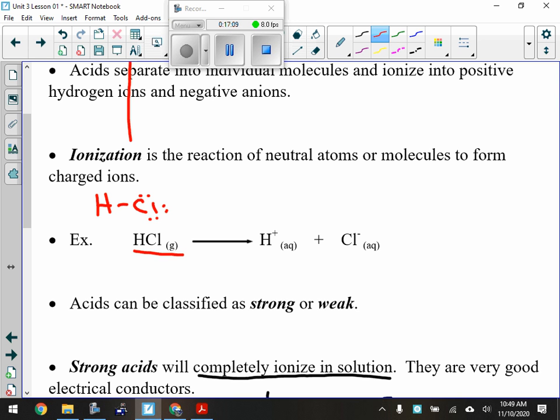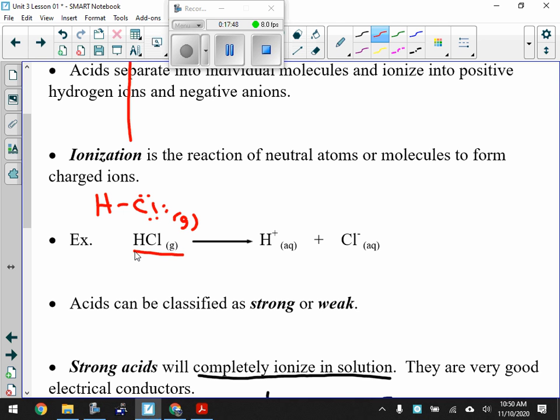Hydrogen chloride. How do I know it's a molecular compound? How do I know to draw it like that? What do I use from Unit 1 to decide that? Do you remember? What would I look at to decide that? Check where they are on the periodic table. A little bit more specific than that. Electronegativity, right? So I would look up electronegativity values.